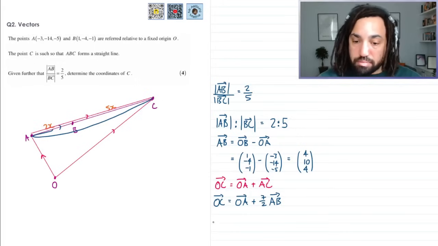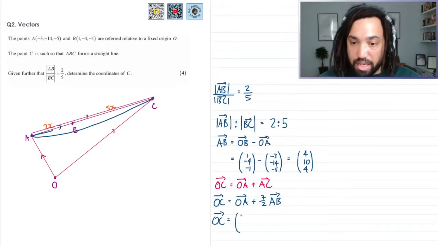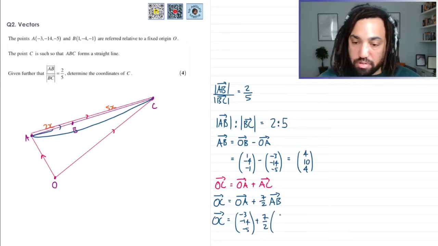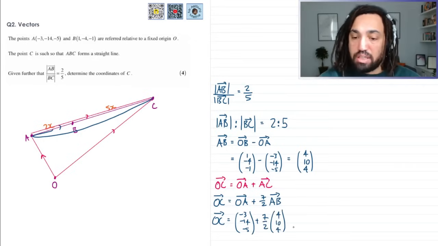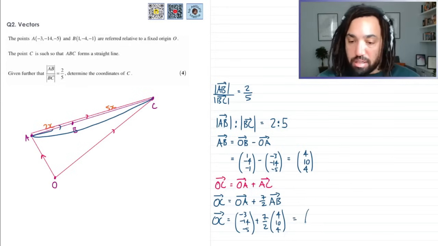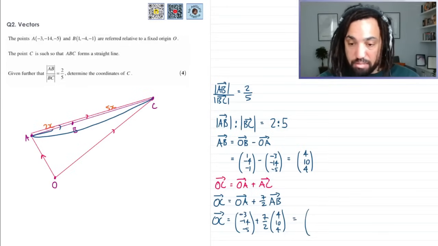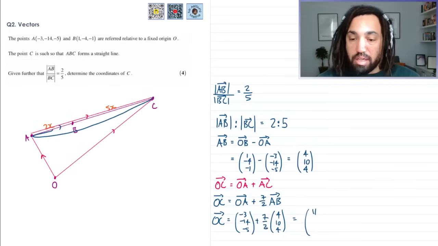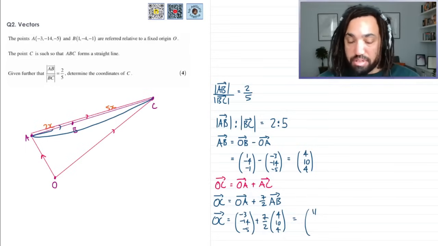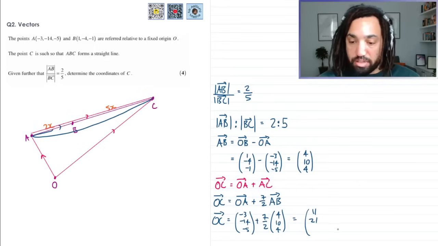Okay, so OC is equal to OA, which is minus 3, minus 14, minus 5, and then plus 7 over 2 lots of AB, which we worked out was 4, 10, 4. So we can do this calculation. We get 2 times 7 is 14, minus 3 is 11. Divide by 2 is 5, times 7 is 35, minus 14 is 21. 2, 14, minus 5 is 9.